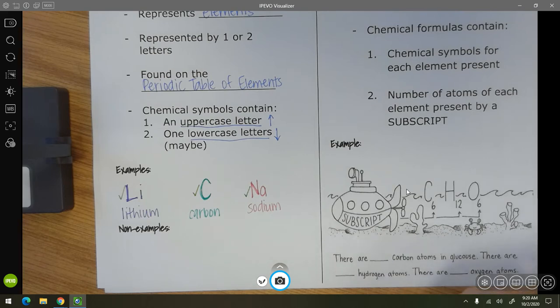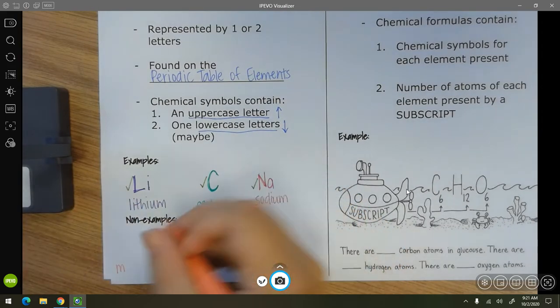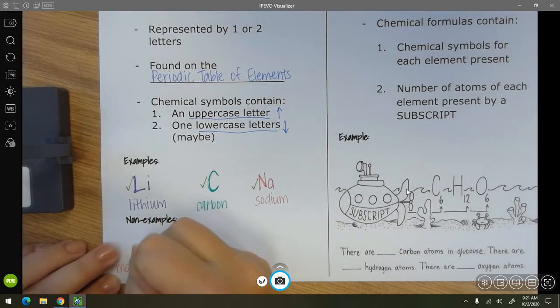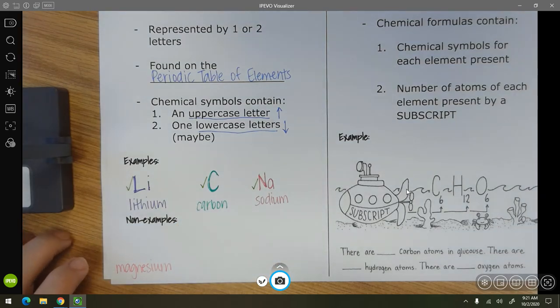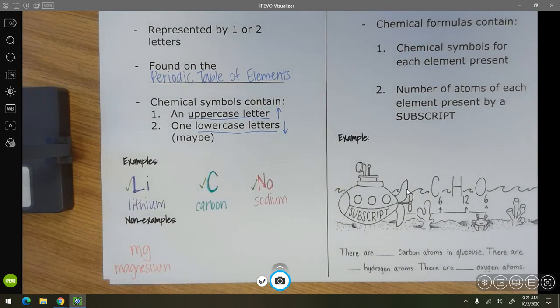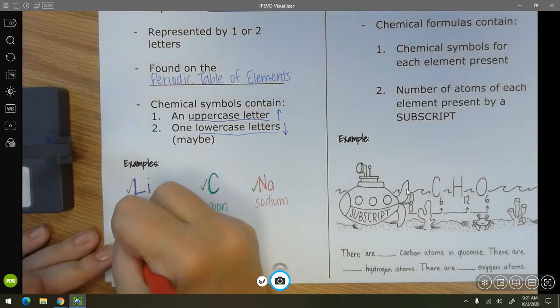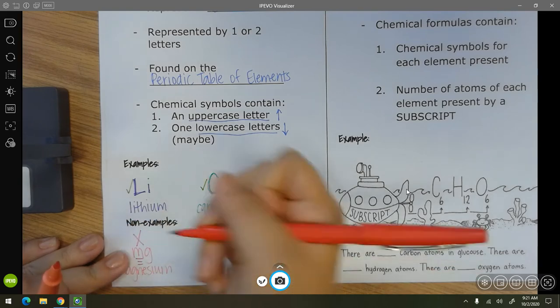Okay, so now let's show some non-examples. Are you ready? So magnesium is another metal that is on the left-hand side. And a way that you wouldn't write magnesium, it's Mg. So I might see someone write little m, little g. Nope, that's wrong. Hopefully, in your head, you're thinking, I've got to capitalize that M.